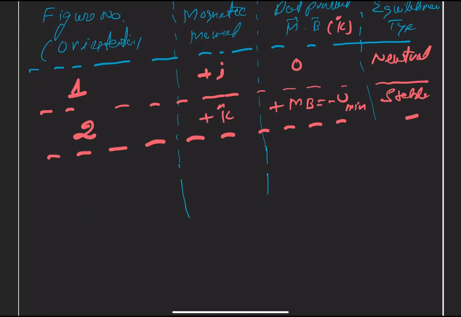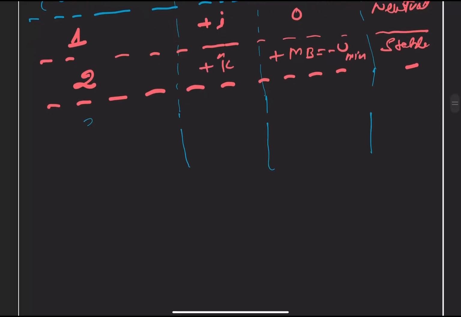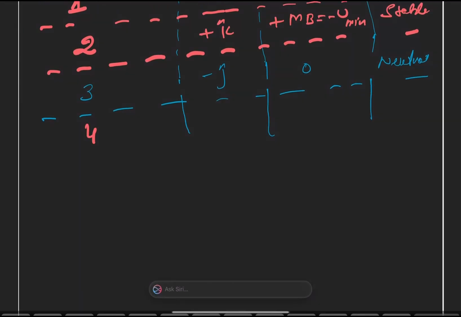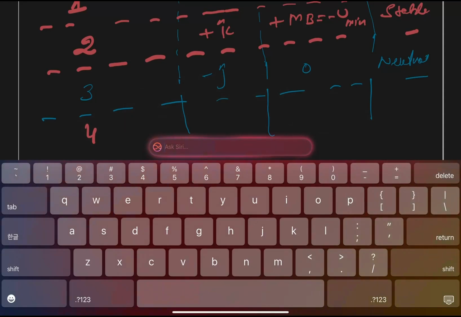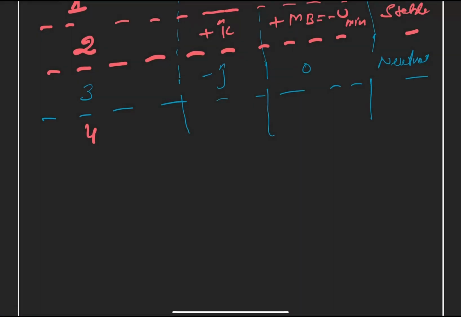Then we have the third, and we have minus j. Once again it will be 0, and we are going to have neutral equilibrium. And we come to the final, the fourth one. This is our minus k, giving us minus MB, which will be equal to plus U max, and it will be unstable.